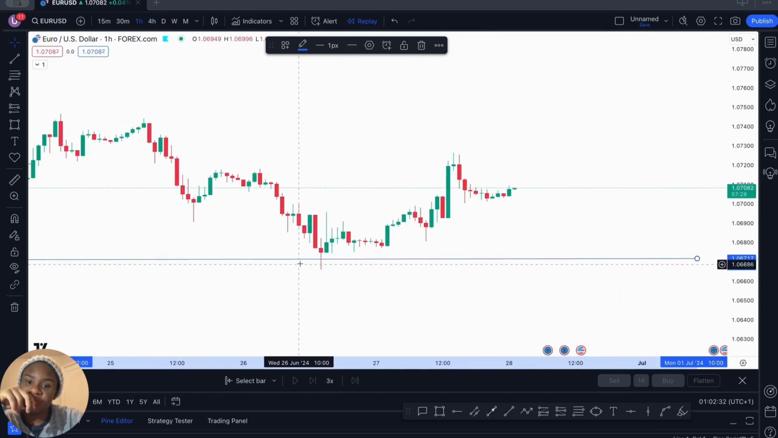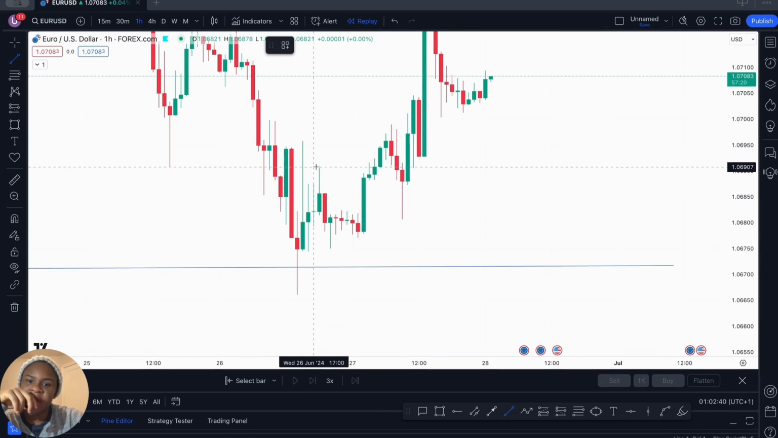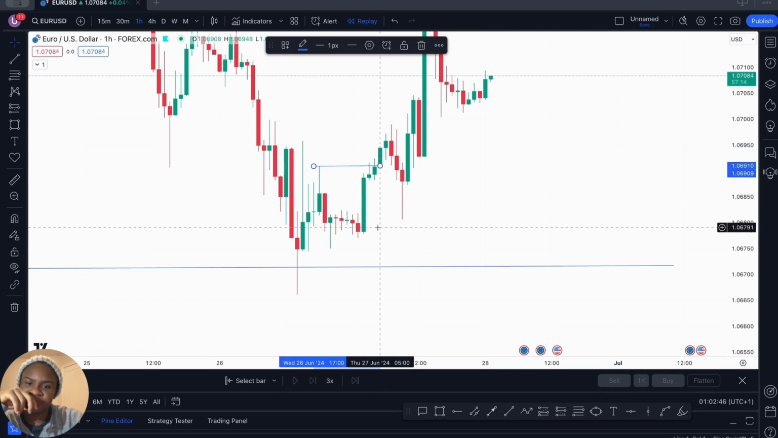When that candle closed with a wick, I went down to 1 hour and I was waiting. What was I waiting for? I do swing trading majority of the time. I was waiting for market to come and break this swing point here, our mitigation block.